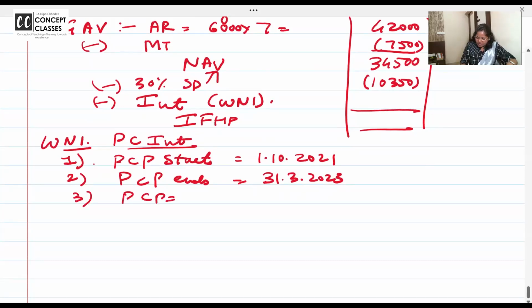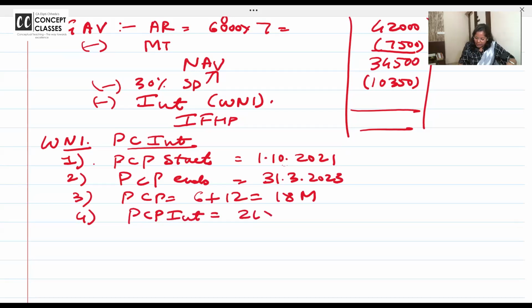What is the pre-construction period? October, November, December, January, February, March: 6 months for 22 and then 12 months for 23, so 18 months. Don't make a mistake in the calculation of months. Pre-construction period interest: 2 lakh into 12% into 18 by 12. 36,000.